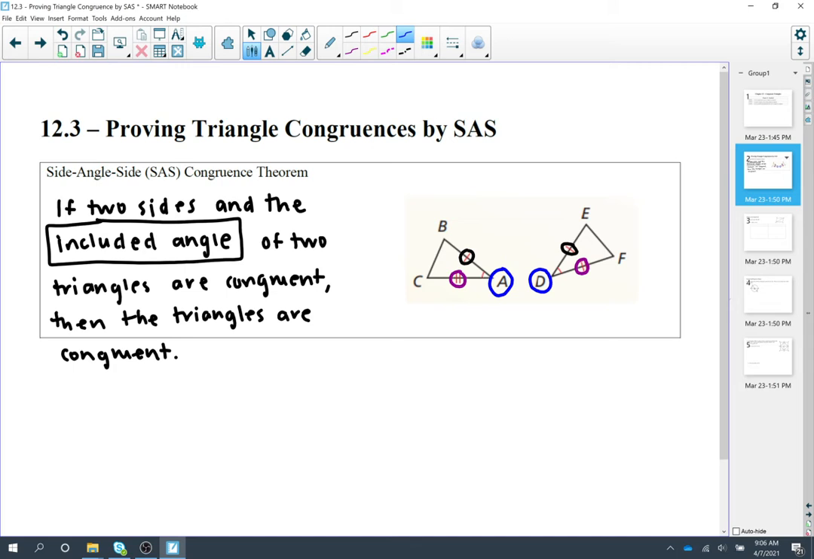So I have side BA and I have side CA, then angle A is the one in between them. If I was looking at angle B over here, that is not the angle in between those two sides, so it's not the included angle. So if I have the two sides are congruent and the angle in between are congruent, so angle A is congruent to angle D, then I do in fact have enough information to conclude that triangle BAC is congruent to triangle EDF. And the reason would be because of the side angle side congruence theorem.